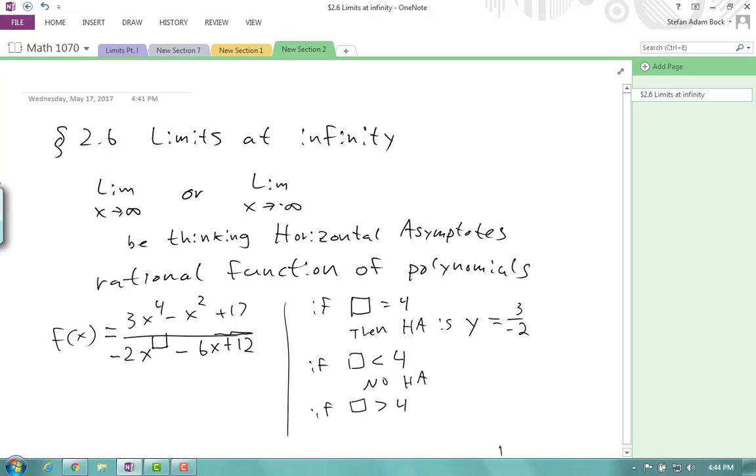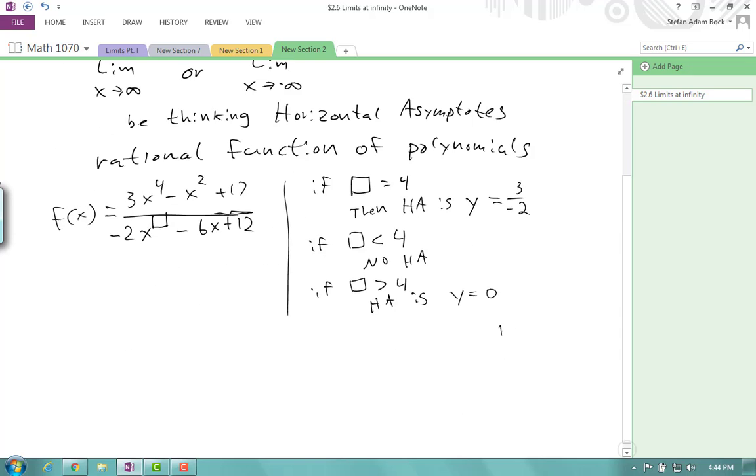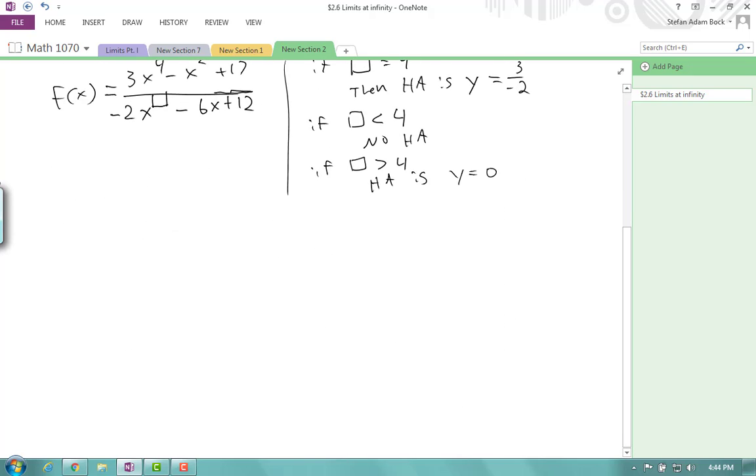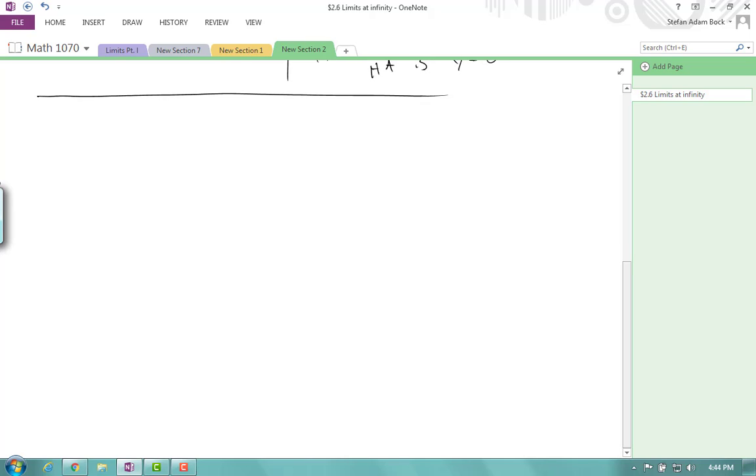And then if the power on the bottom is greater than the power on the top, my horizontal asymptote is y equals 0, always. But this doesn't help me when I don't have rational functions of polynomials. If I have stranger things, then I have to deal with different techniques. So I'm only going to do one example because it covers basically everything from this section.